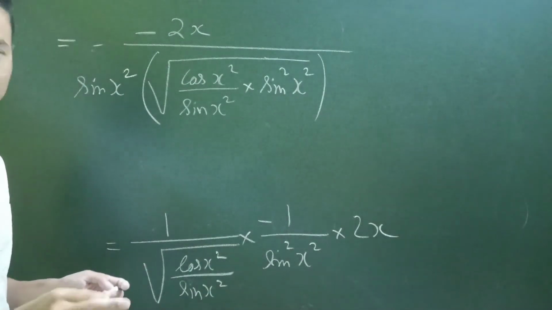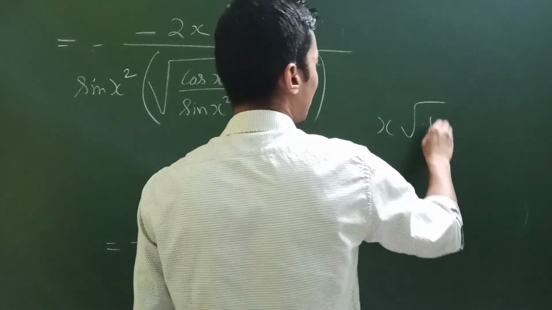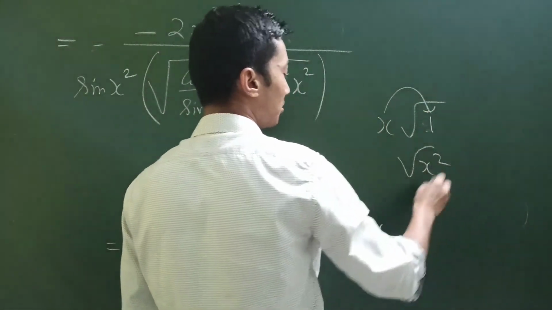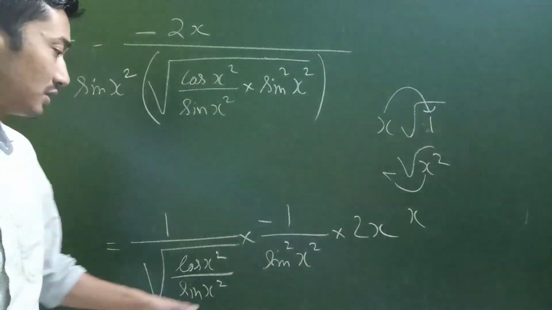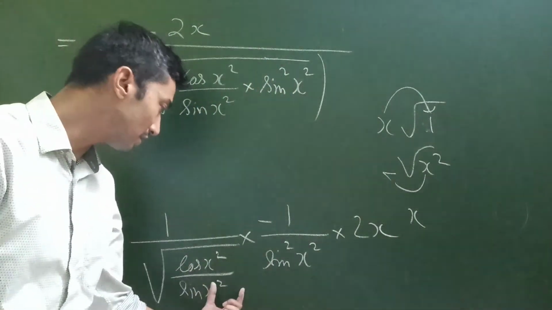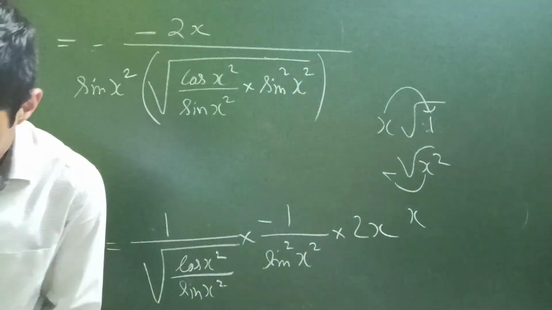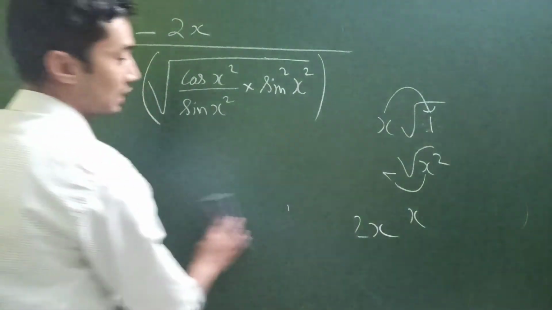I think that's clear, isn't it? Because see, if you have x times root over of, let's say, 1, and you want to take it inside, then what will happen? Root over of x square, because from root over of x square only x is coming out, isn't it? So that's the same concept. So I'm not using both of them inside the root, I'm just taking one inside the root. That means one will be left out.